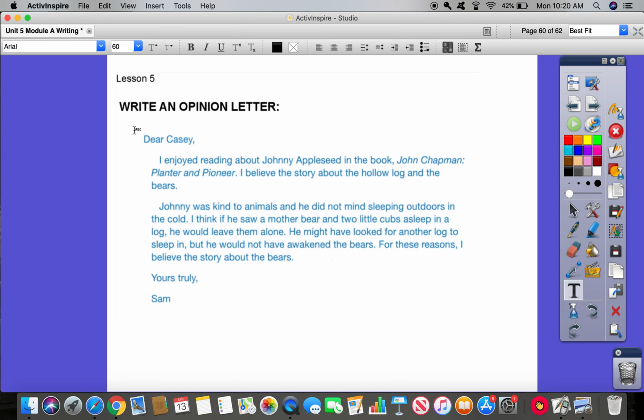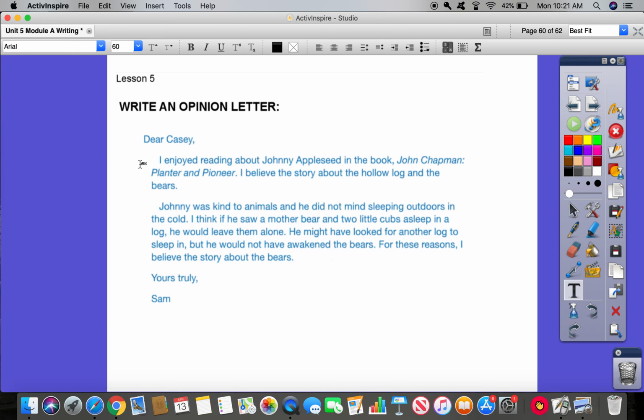So here is an example of writing an opinion letter. Dear Casey, remember this part of the letter is called the greeting. So you would say dear, and then you put the name of the person you're writing to followed by a comma. Then your letter starts on the next line. Dear Casey, I enjoyed reading about Johnny Appleseed in the book John Chapman, Planter and Pioneer. I believe the story about the hollow log and the bears.